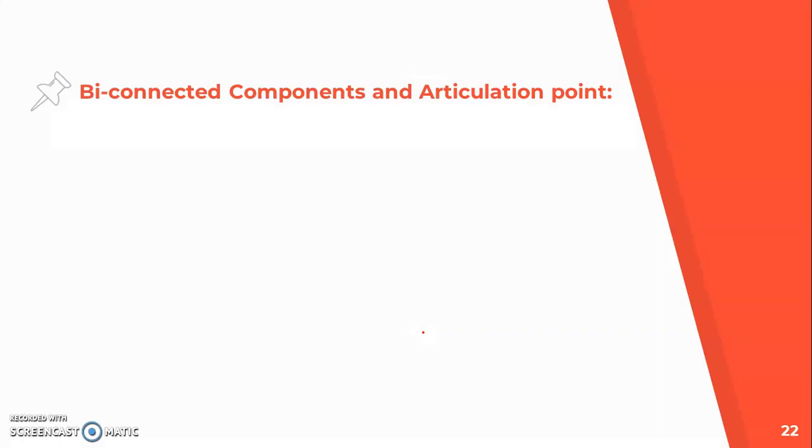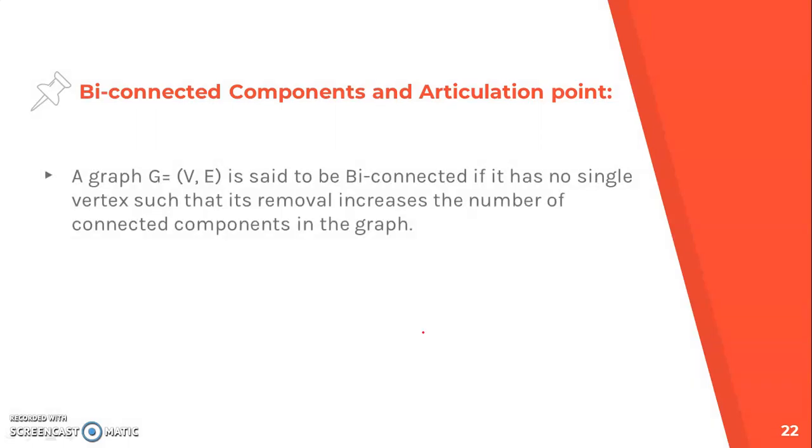Now the last thing is biconnected components and articulation points. What is the meaning of biconnected components? A graph G(V, E) is said to be biconnected if it has no single vertex whose removal increases the number of connected components in the graph. I'm just giving you a very simple example. I will give you another example at a later stage.